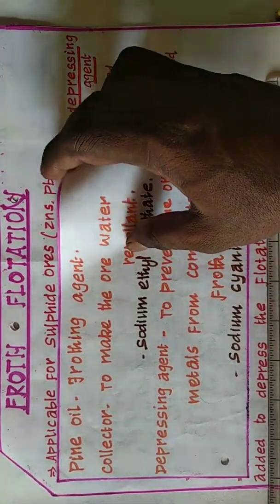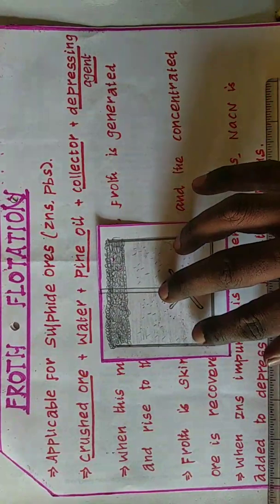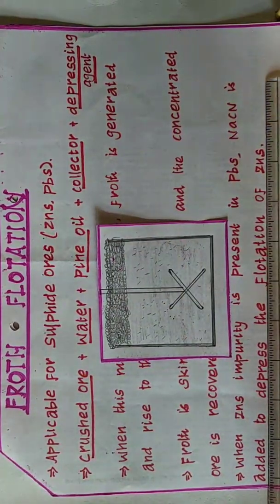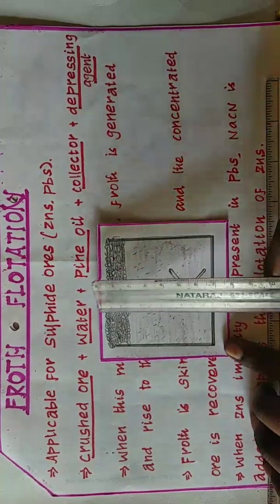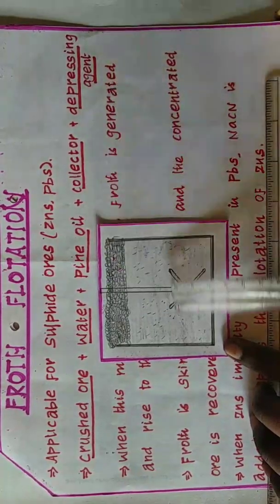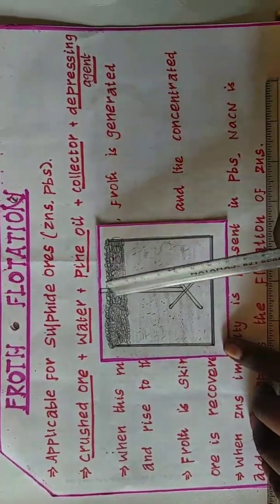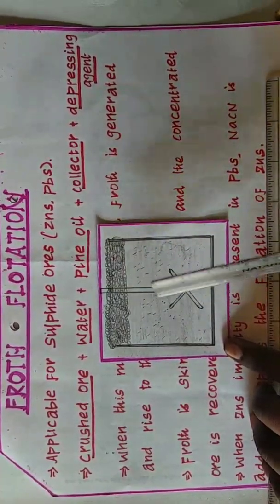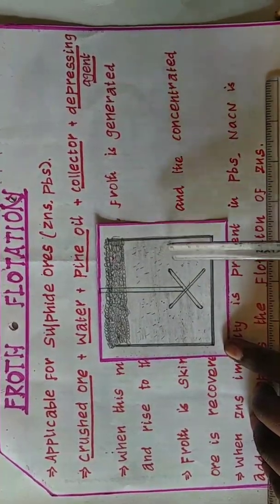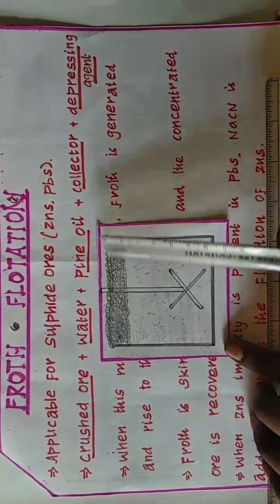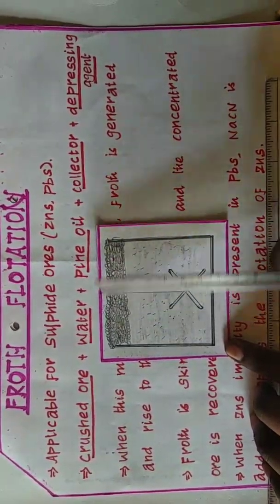Now look at the diagram of froth flotation method. This is the diagram of froth flotation method. In a container, the crushed ore, the water, pine oil, collector, depressing agent, everything is taken in a container, and this is a stirrer. So the stirrer is used. So while stirring this mixture, what is generated? Froth is generated. So this is the froth.